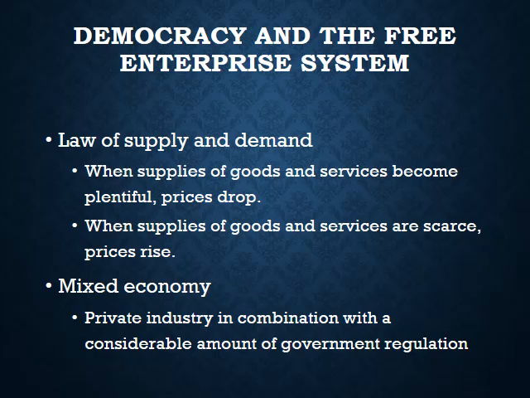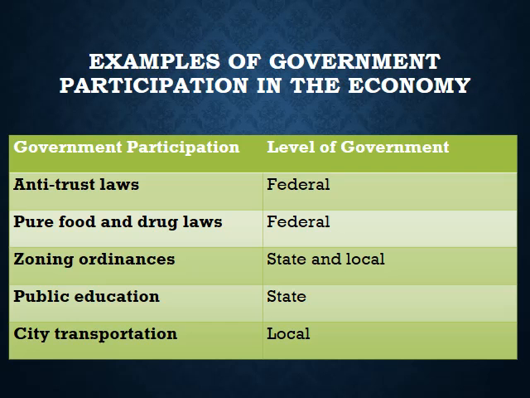If supplies of goods and services are plentiful, prices go down because we gotta get the stuff off the shelves. If goods and services are scarce, prices rise. Now, contrary to popular belief, we do not have a free market system in the United States. We have a mixed economy. All right? We have private industry in combination with a considerable amount of government regulation. The government regulates products, labor, safety, etc.